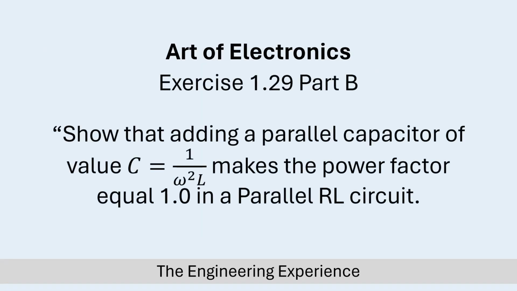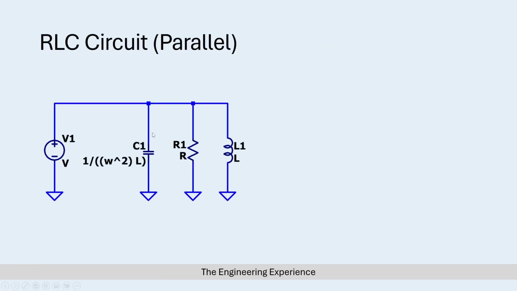For part B of the question, we need to show that adding a parallel capacitor of the same value as described before, so 1 over omega squared L, makes the power factor equal to 1 in a parallel RL circuit. What I've got here is a parallel RL circuit, so with R1 and L1, and then I've added a capacitor of value 1 over omega squared L, as described in the question. And obviously that is placed in parallel with the two components.